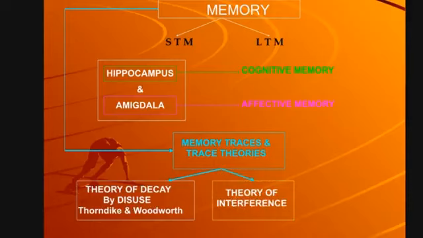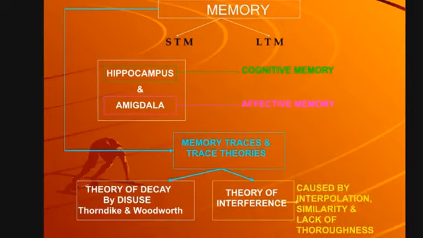Theory of decay of memory traces, dying out of memory traces. Theory of interference: learning some material and interpolated learning of a similar material over and above it causes interference of past learning. This is what is called retroactive inhibition. Interpolation of similarity and lack of thoroughness leads to forgetting.